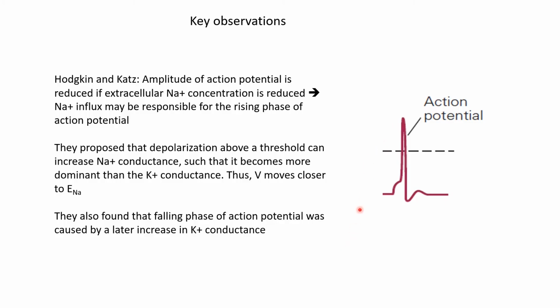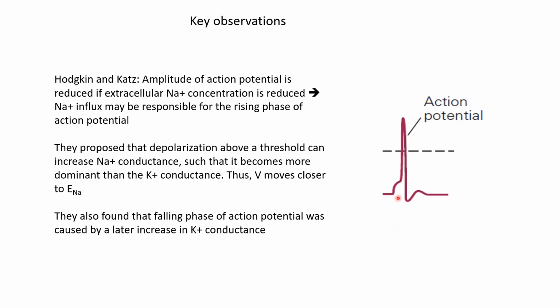Similarly, it was also noted that during this falling phase of the action potential, there is a rise in the potassium conductance, and that can explain why the membrane potential is falling. Because if potassium conductance increases, then potassium ions will try to take the membrane potential towards their equilibrium potential, which is around minus 70 millivolts.